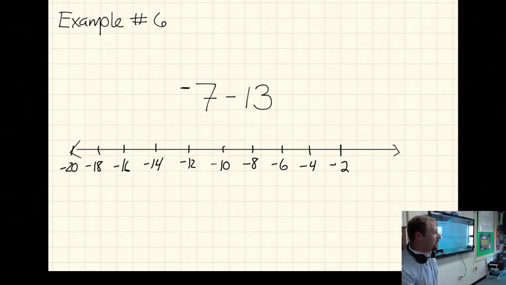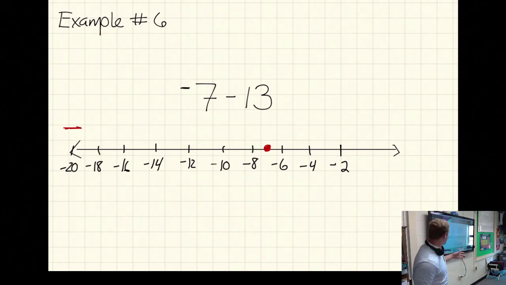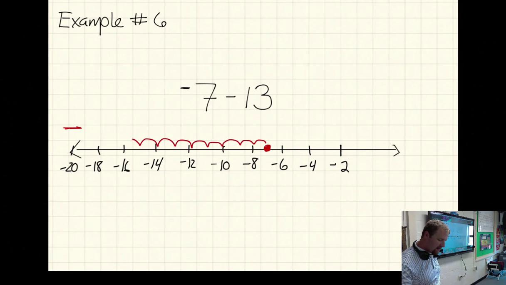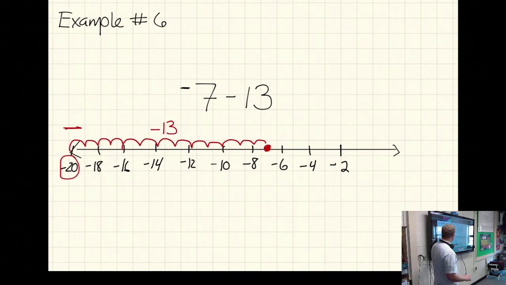All right, here we go. If I was doing this with just a number line, I'd put a dot on my number line at negative 7. And if I'm subtracting 13, I go in the negative direction 13 spaces. Now, I've done my number line in 2s, so I have to be careful about that. But I basically go 1, 2, 3, 4, 5, 6, 7, 8, 9, 10, 11, 12, 13. Negative 20. I went in the negative direction 13 spaces from negative 7, my starting point, because it's the first number in my problem.